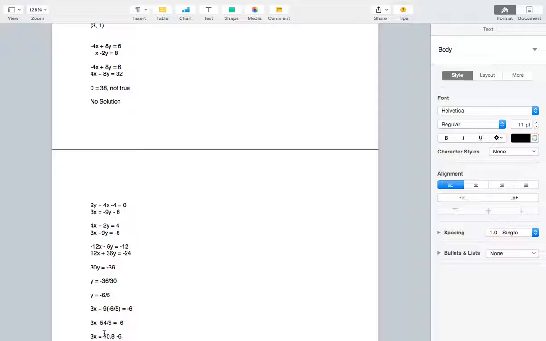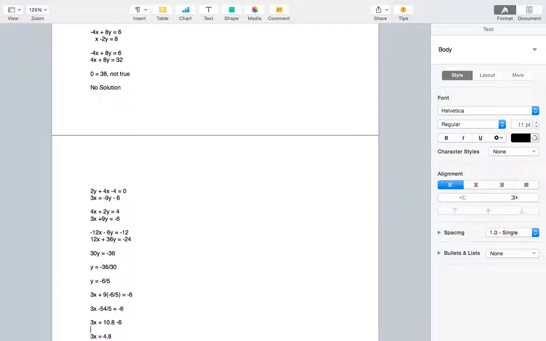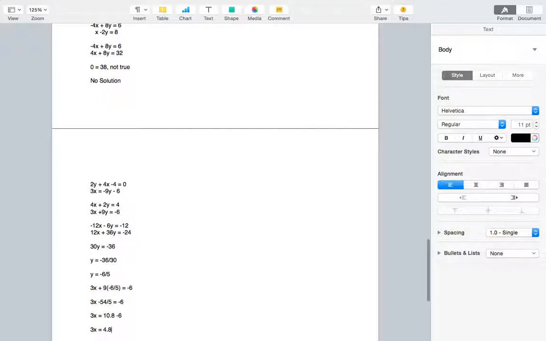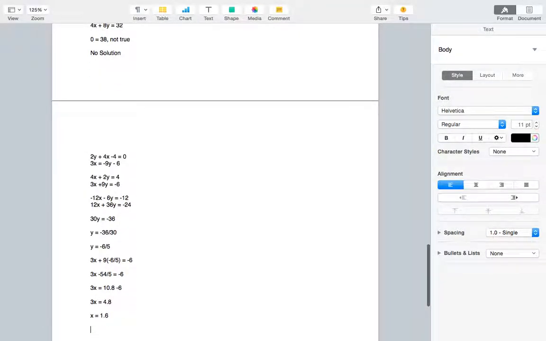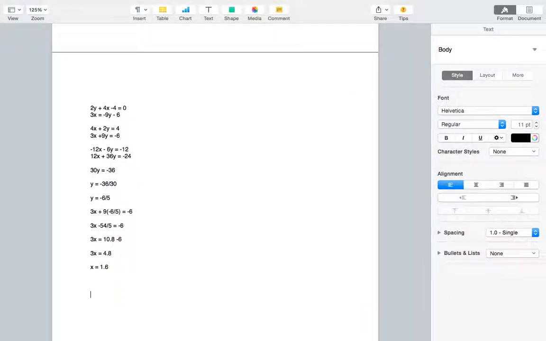I don't have a scientific calculator anymore, so that's why it's a bit inconsistent right here. So 10.8 minus 6, 4.8. Divide by 3, x equals 1.6. That is your answer, which is not there. 1.6 and negative 6 over 5. Okay, that is the answer. And I believe that is it. Yeah. So it's pretty simple, and that's all you got to do.